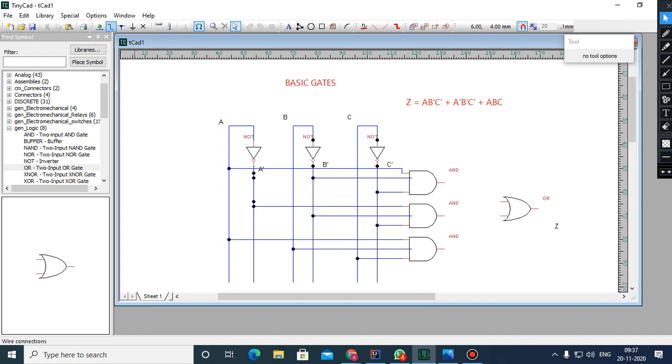What to do is you have to connect this. So the first is, the second is, and this Z is coming, so it's done. This is how you can draw the circuit diagram.